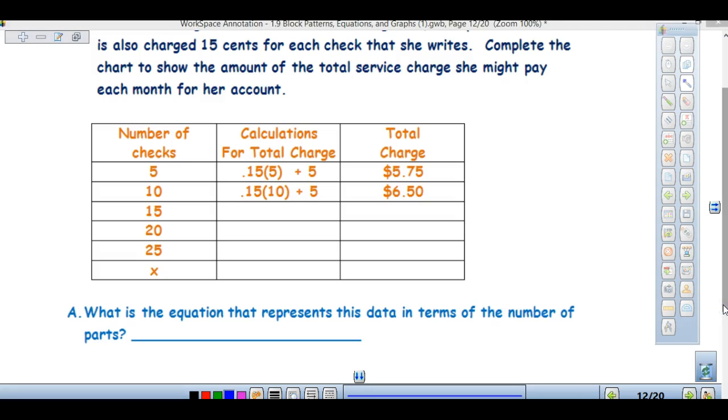Okay, alright. Next one, if you do not have your calculator, go get it, please. So that you're not just sitting there doing nothing when you're supposed to be punching in numbers, you can do that.